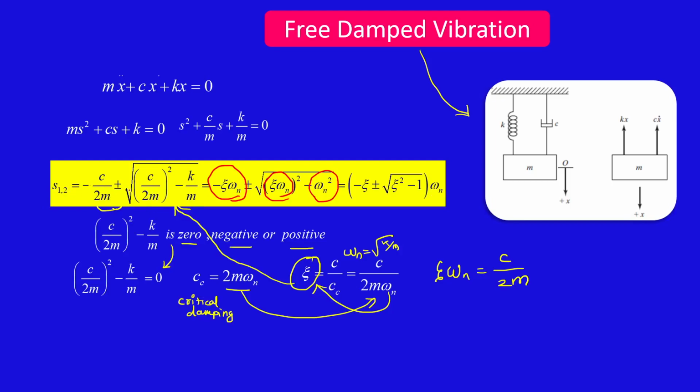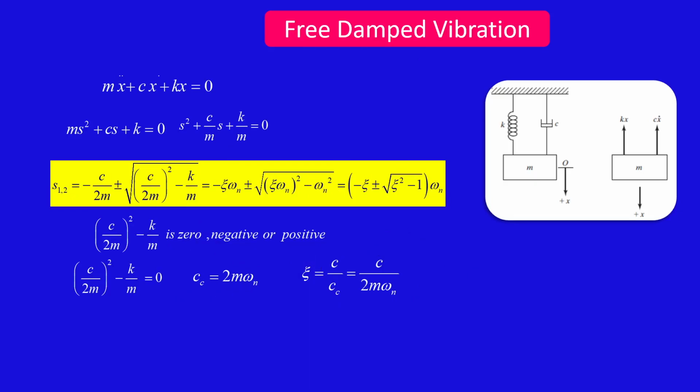What is the reason for using this formula? Very simple. Here, there are three unknowns: C, one unknown, m, another unknown, k, another unknown. Whereas here, only two unknowns, eta and omega n. That is why we are simplifying everything. So the s value depends on eta and omega n here, whereas here the s value depends on three parameters.